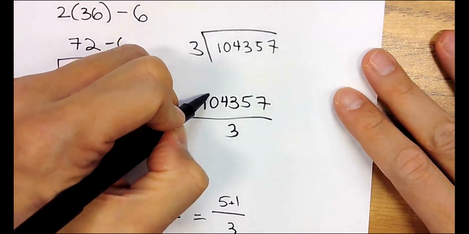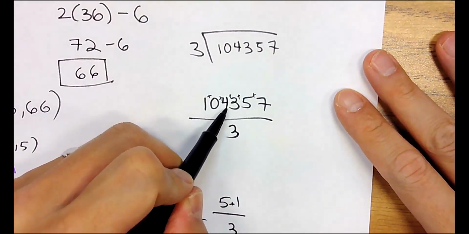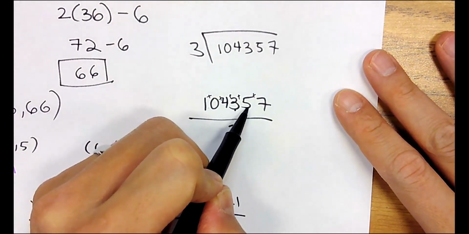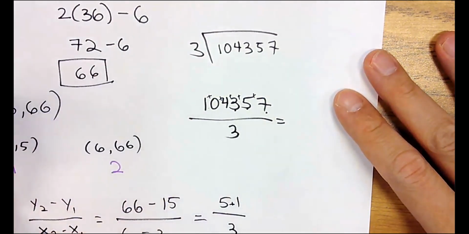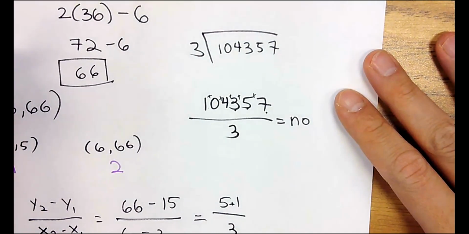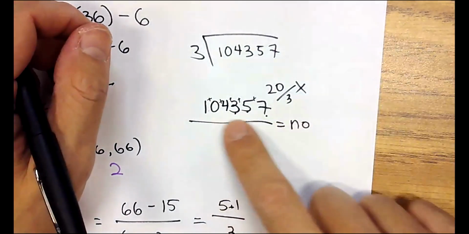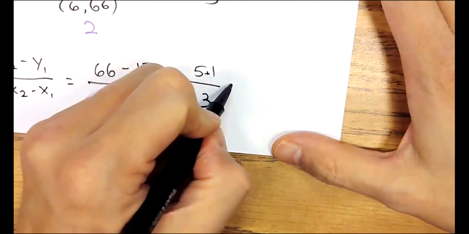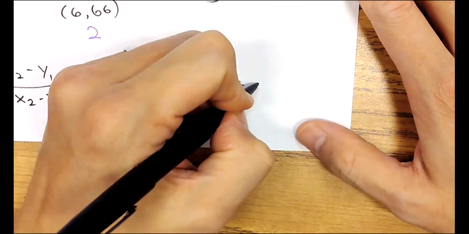But if you just add these guys up really quick, 1 plus 0 plus 4, that's 5, 8, 13, right? 20. So if the question was, is this divisible by 3? It's a no. Because 20 does not go into 3, right? Therefore, this big number does not go into 3. Now you know. Okay? So 51 divided by 3 is 17?